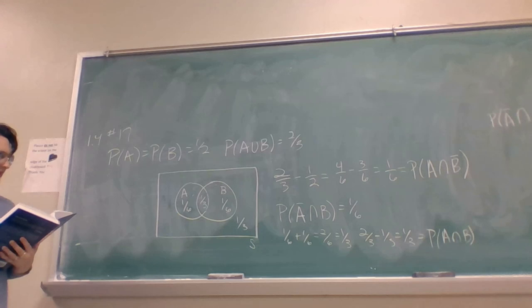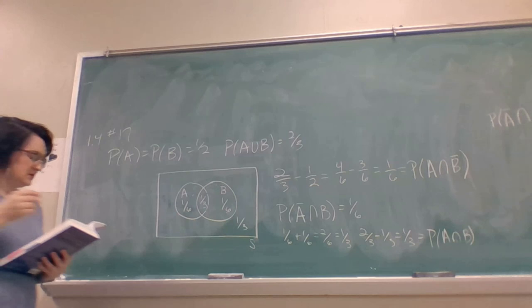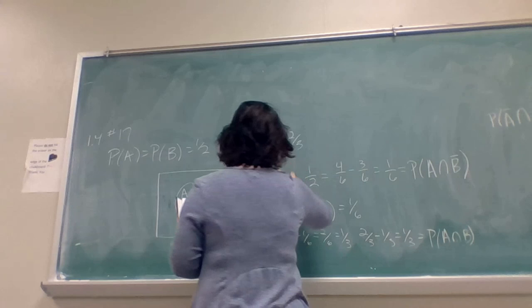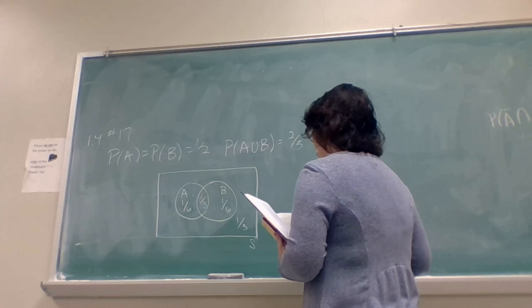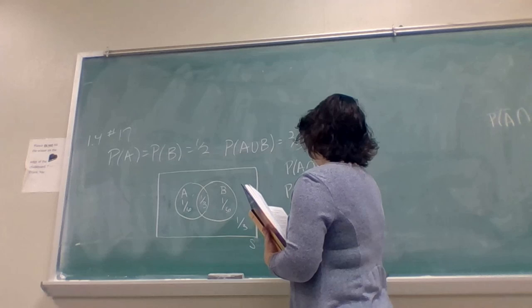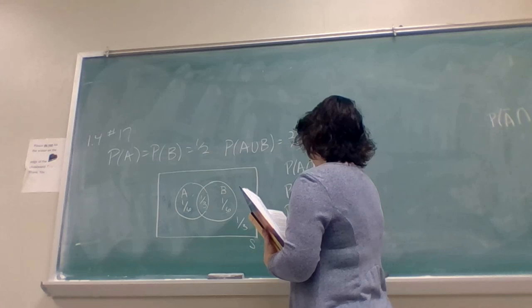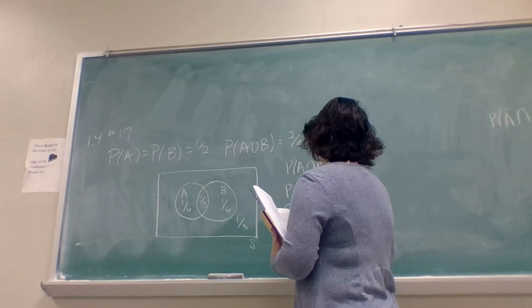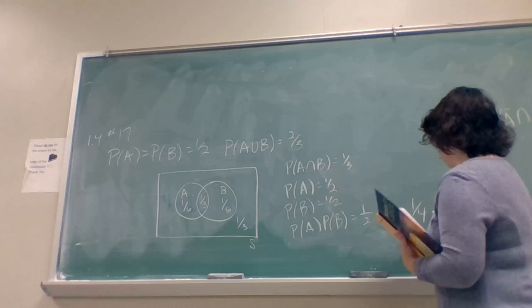And so I think the only question we haven't answered just by looking at the Venn diagram is, are A and B independent? Okay, so you've got multiple ways you could solve that. But what if we do, so we said the probability of A intersecting with B is equal to 1/3. Probability of A is 1/2. And probability of B is 1/2. So probability of A times probability of B gives me 1/4, which is not equal to 1/3.